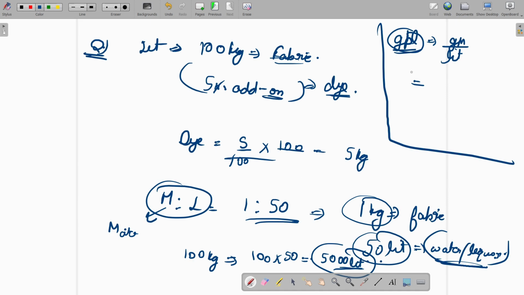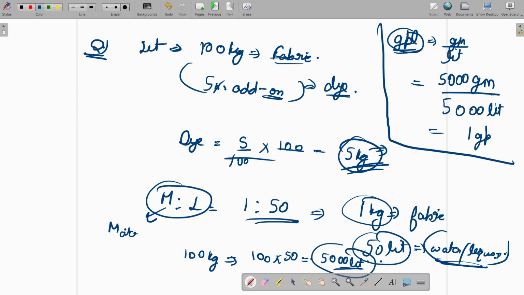So how do you calculate the dye in grams? You have calculated the dye to be 5 kg. 5 kg is 5000 grams, and you have calculated 5000 liters. So it is 1 GPL.